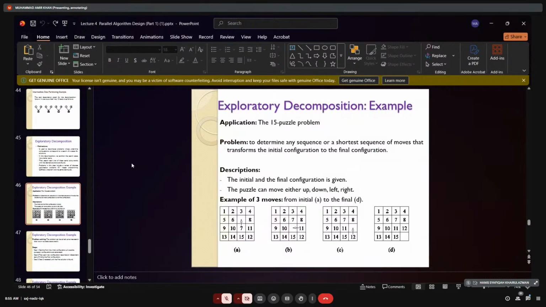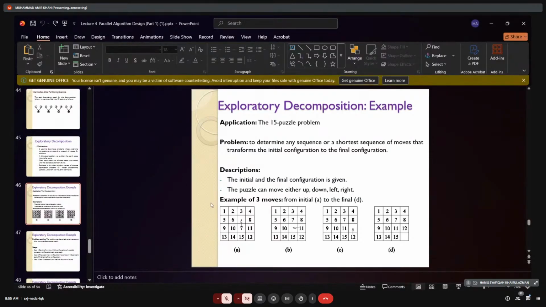How? See this one. This is basically the application, the 15 puzzle problem. How? To determine any sequence or a shortest sequence of moves that transform the initial configuration to the final configuration. A is the initial configuration and D is the final. So the description is: the initial and the final configuration are given. The puzzle tile can be moved either up, down, left, right.